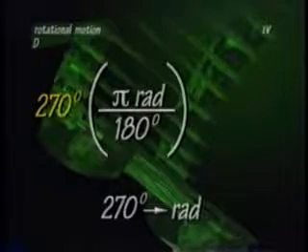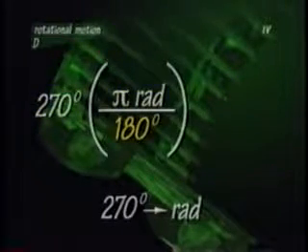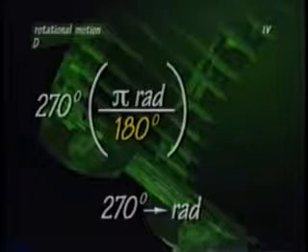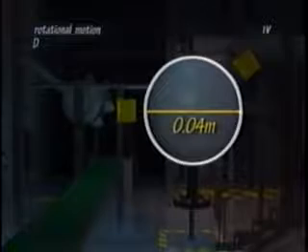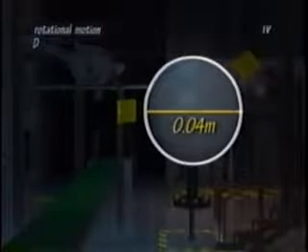Suppose you want to convert 270 degrees into radians. Just multiply 270 degrees times pi radians divided by 180 degrees, and you get 4.7 radians. But you said to dump those rads. Only when you're not dealing in an angular quantity. A radian is an angular quantity, so keep it. Keep me! Keep me!